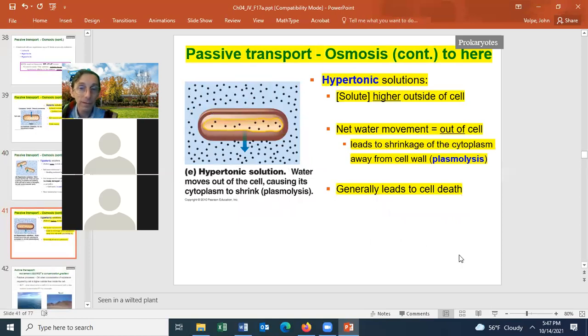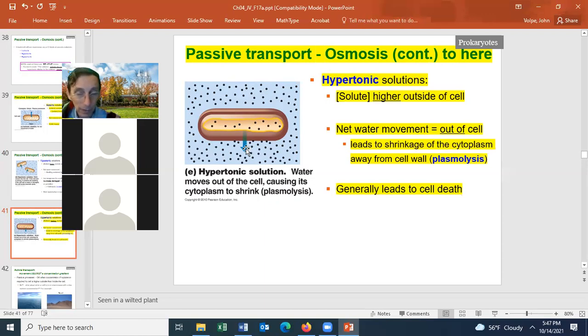There's also a hypertonic solution where the solute concentration outside the cell is higher than the solute concentration inside the cell. That means that water will leave the cell because there's more water inside the cell than outside the cell. This will cause shrinkage of the cytoplasm. The cytoplasm will pull away from the cell wall, and it may lead to plasmolysis, where the cell will die from losing too much water. Any question about any of that?